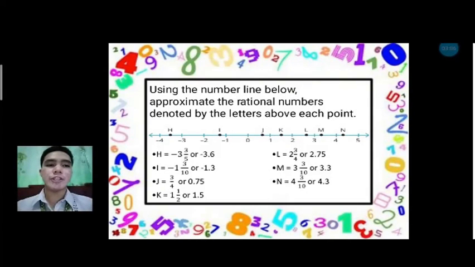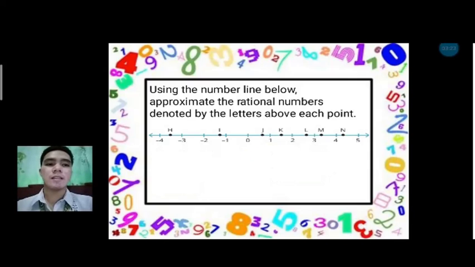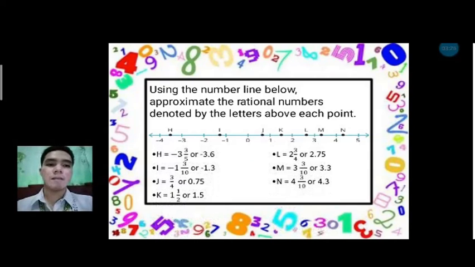My point J is approximately 0.75 or 3/4 in fraction because, as you can see, point J is more than halfway between 0 and 1. That's why I say that point J is 0.75. Then point K is approximately halfway between 1 and 2, so I approximate it as 1.5 or 1 and 1 half in fraction.